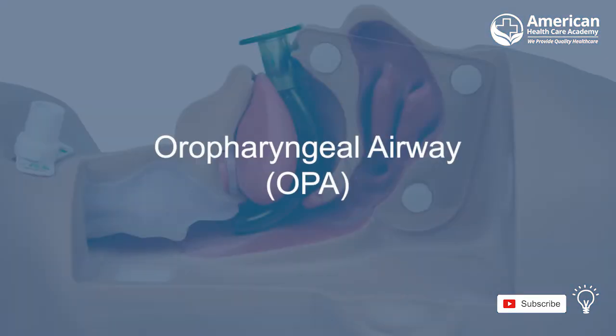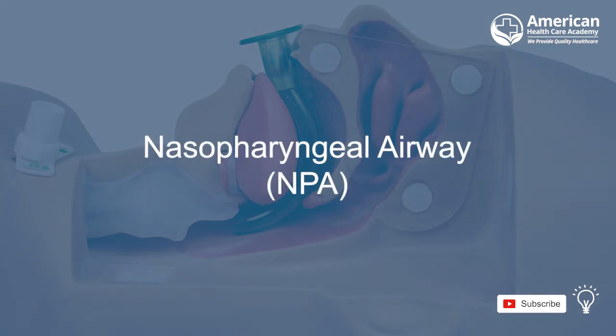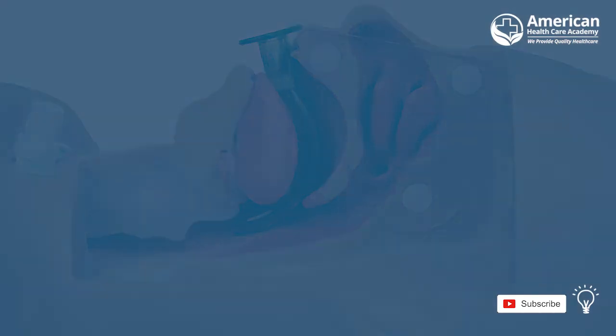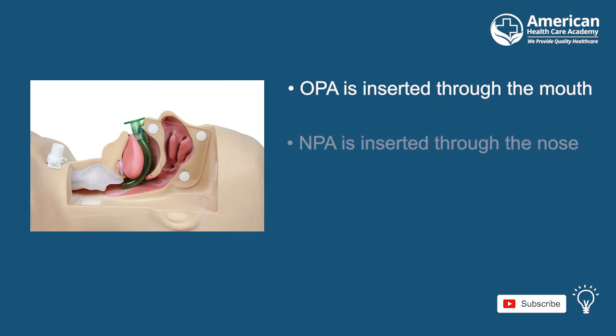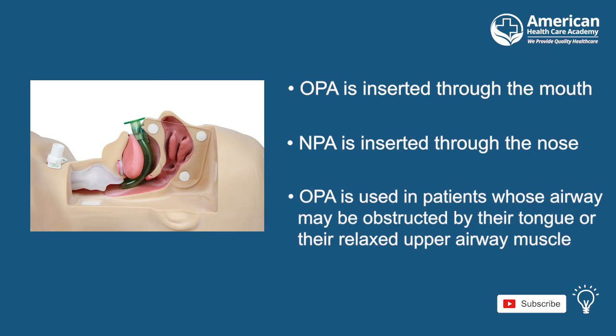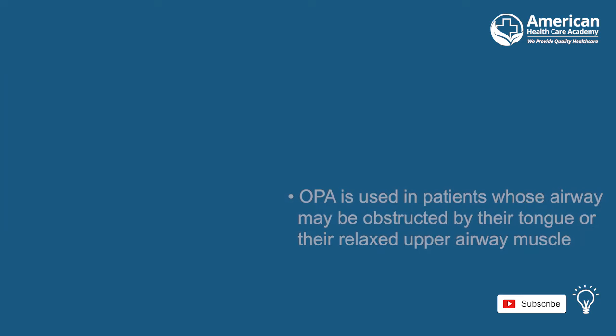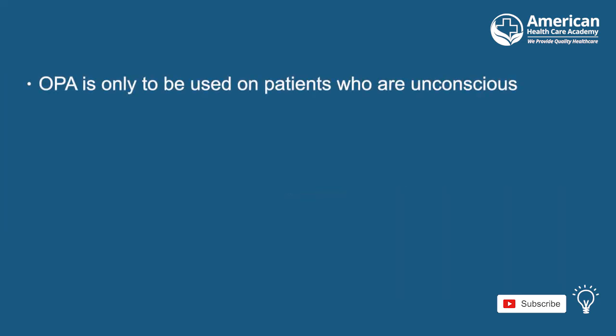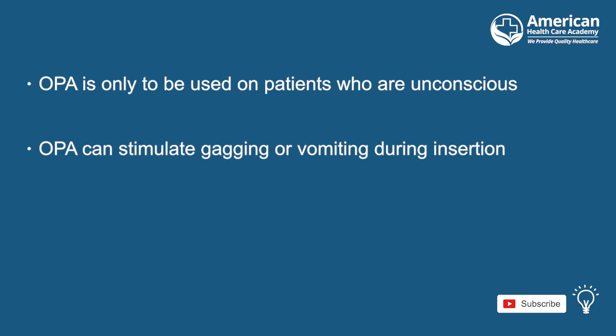The basic airways are the Oropharyngeal airway, or OPA, and the Nasopharyngeal airway, or NPA. The OPA is inserted through the mouth, and the NPA is inserted through the nose, with both extending to the pharynx. The OPA is used in patients whose airway may be obstructed by their tongue or their relaxed upper airway muscles. The OPA is only to be used on patients who are unconscious, as the OPA can stimulate gagging or vomiting as it is inserted.